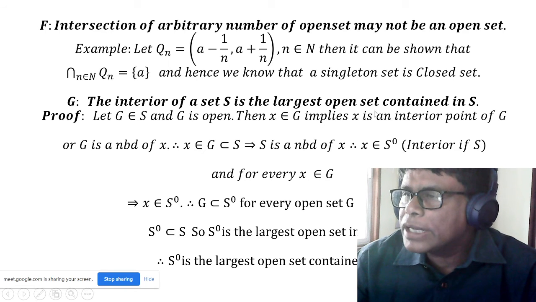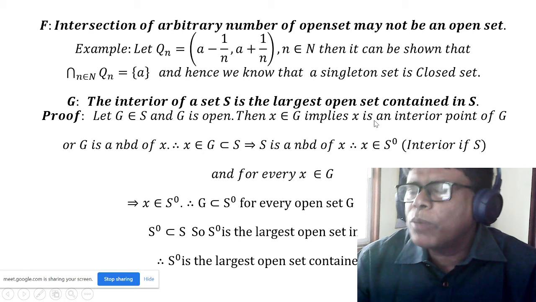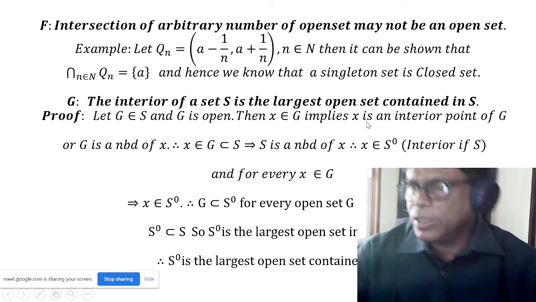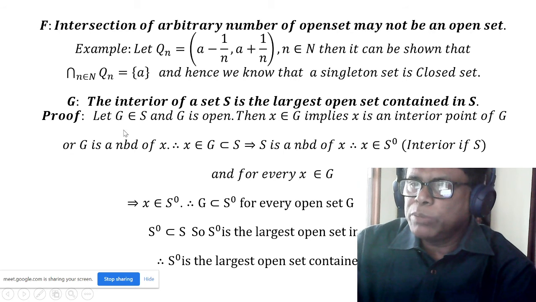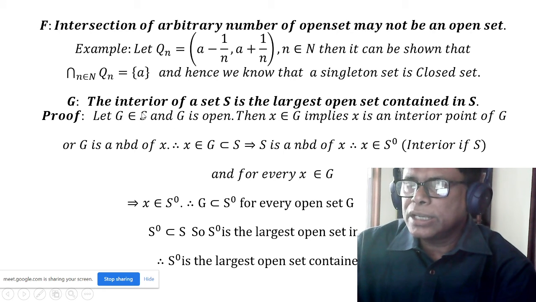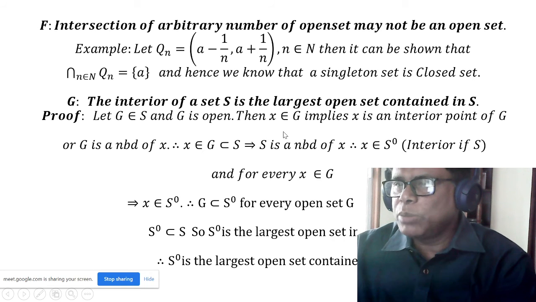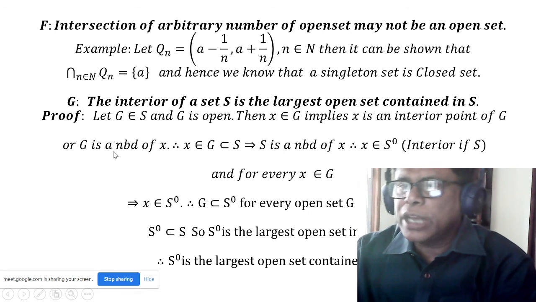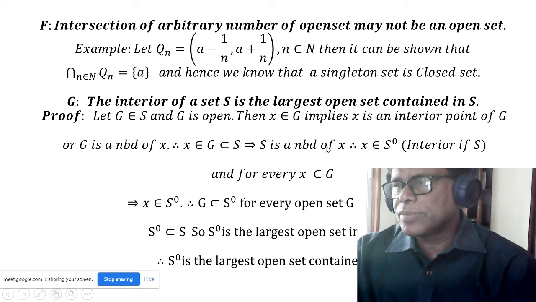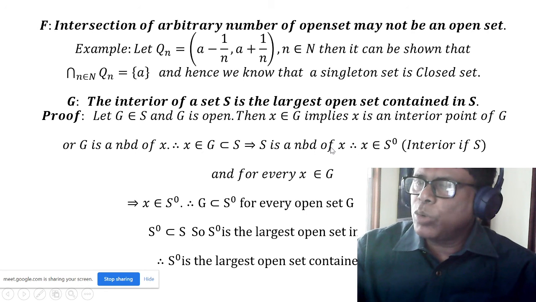It is the largest open set contained in S. So if any one of the boundary points enters, that is not the interior of the set. Let G be contained in S, that is, G belongs to S and G is open. Then X belongs to G implies that X is an interior point of G. So G is a neighborhood of X, that is, X belongs to G contained in S. This implies that S is a neighborhood of X. So if S is a neighborhood of X, then X is an interior point of S.